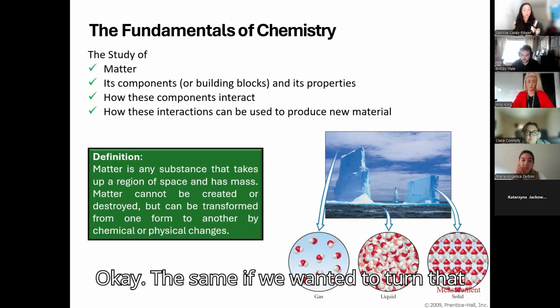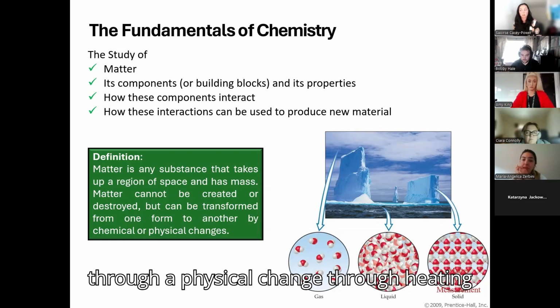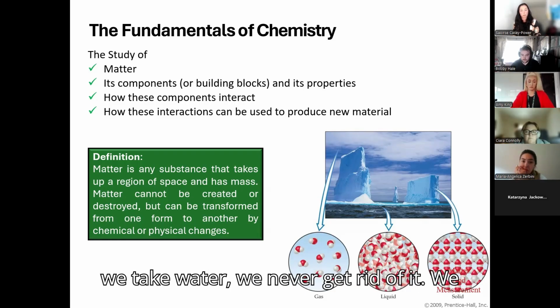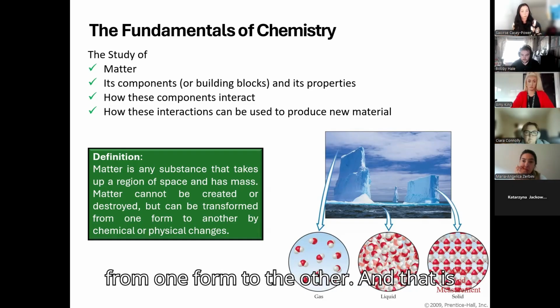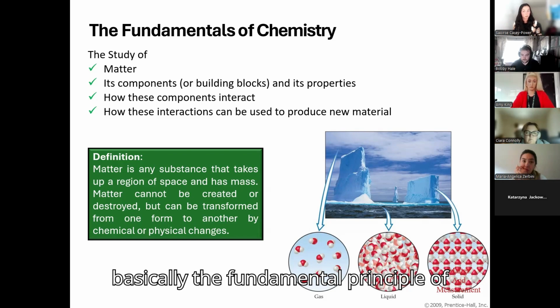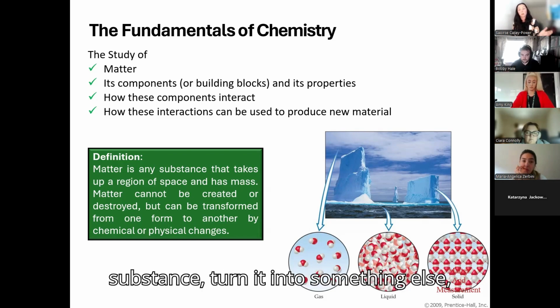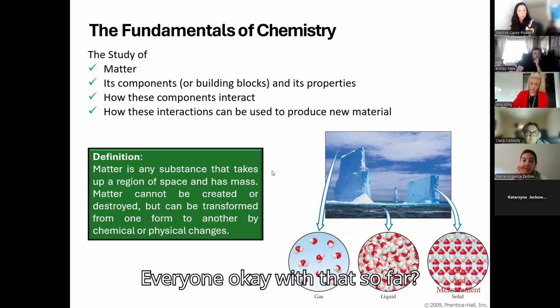The same if we wanted to turn that water into water vapor, we pass it through a physical change through heating, and that will turn into a vapor. So we take water, we never get rid of it, we never use it up, it just converts from one form to the other. And that is basically the fundamental principle of chemistry. We can take a substance and turn it into something else, but not create nor destroy it. Everyone okay with that so far?